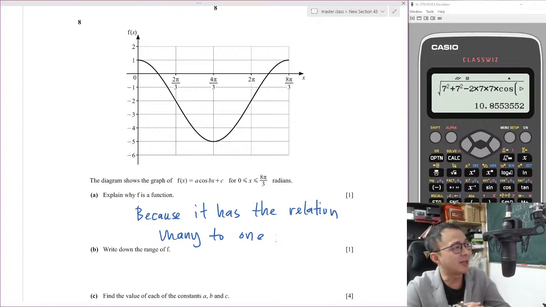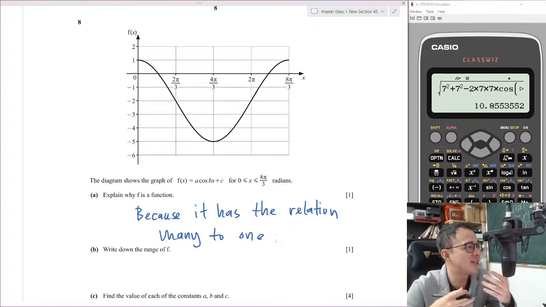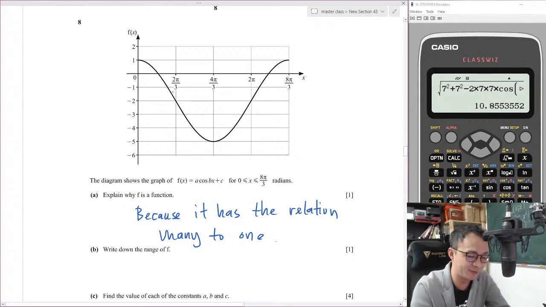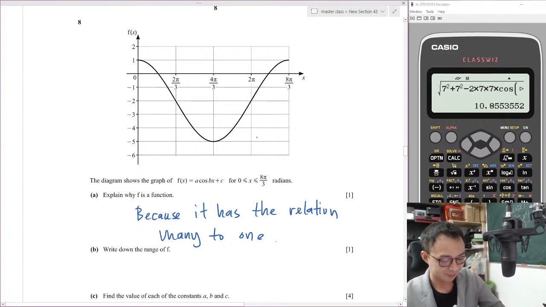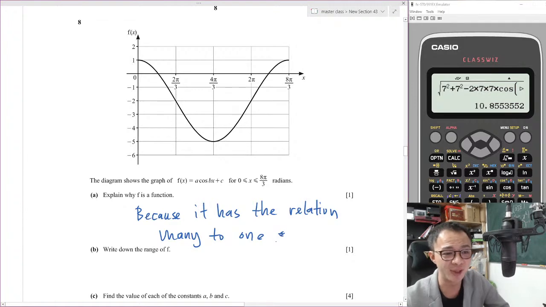According to the marking scheme, they say something like each value of x is mapped to a unique value of y. That means this x value is going to map into one y value only, and this x value is going to map into one y value only. So you can just use your own words to explain it.